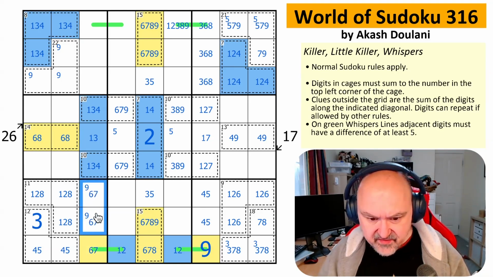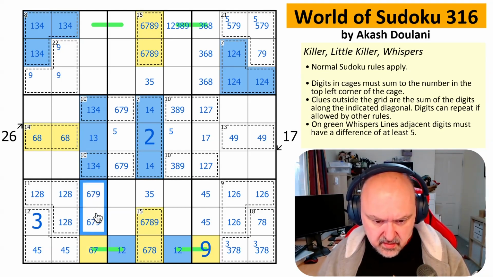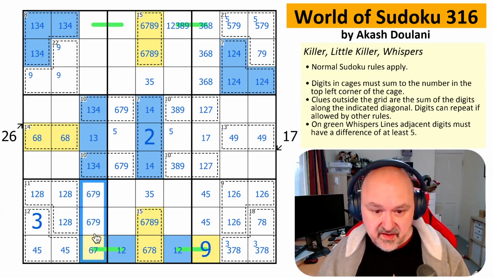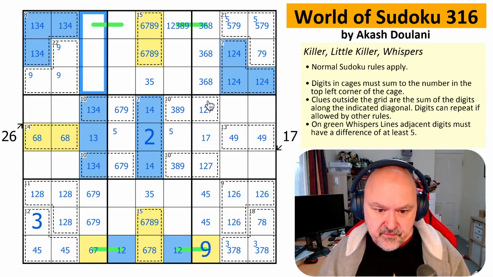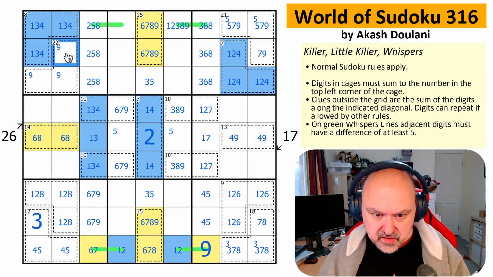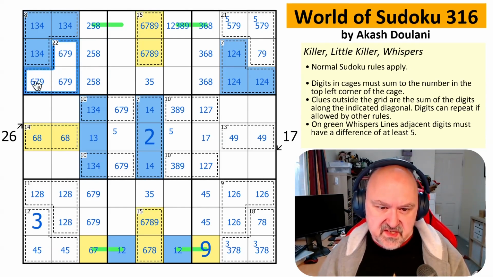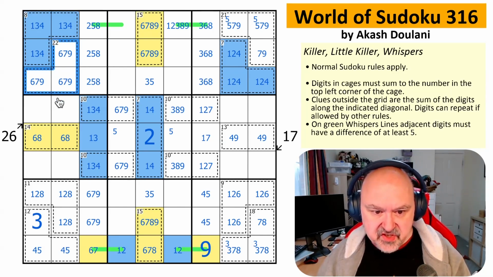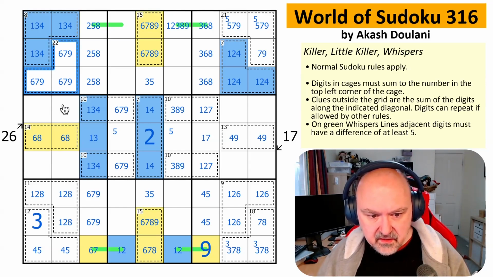So this is 6, 7, 9, 9, which does sum to the total. It just has to. So this is 2, 3, 4, 5, 8, which is 15, which works. So this is 1, 2, 3, 4, 5, 6, 7, 9, which 6 and 7 is 30, yeah, 22. So I've now got the cage totals. Wow, this is hard. This is really, really hard.